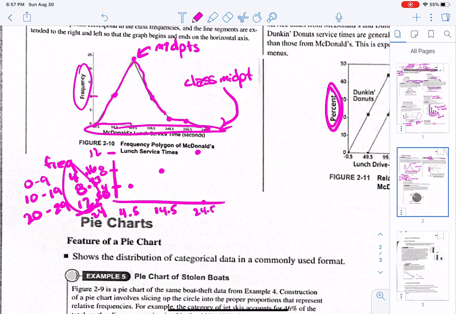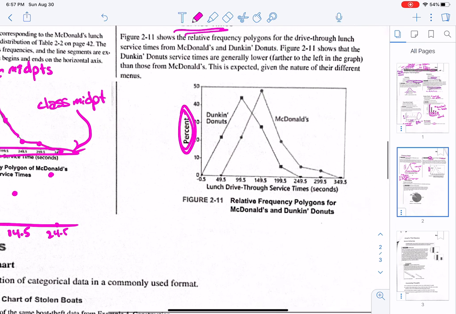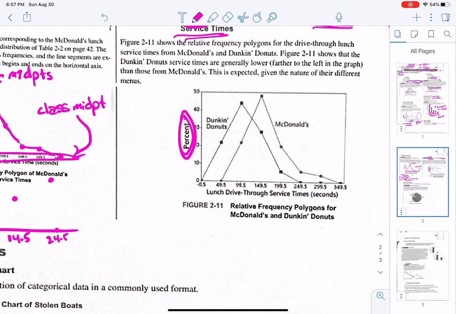So we would take each one of those, and these would be labeled with the percentages rather than 12, 8, and 4. Okay, so that's what they've kind of done over here, and you can kind of see those trends. These again are your class midpoints.